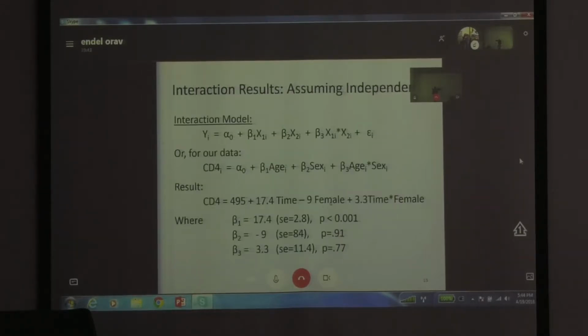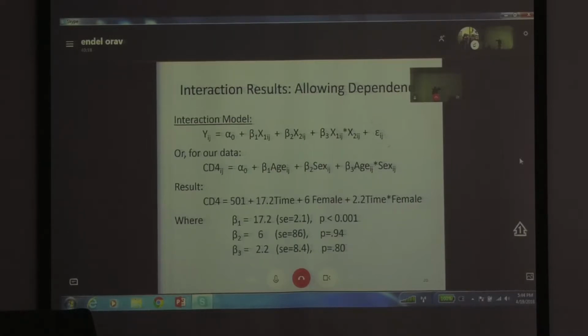And so again, assuming independence, I ran the model with the interaction term that allows for men and women to have different slopes. For men, the slope is 17.4. For women, the slope is 3.3 cells higher per month. Total, I guess, is 20.7. The difference, though, between the slopes of men and women is non-significant. And so again, analytically, we can go back to the simpler model. This assumes independence, which again is wrong.